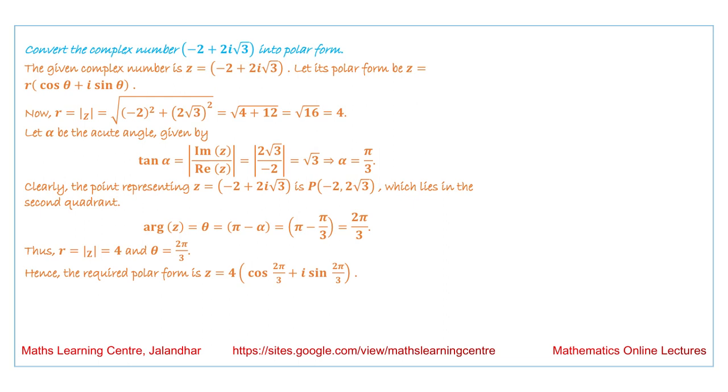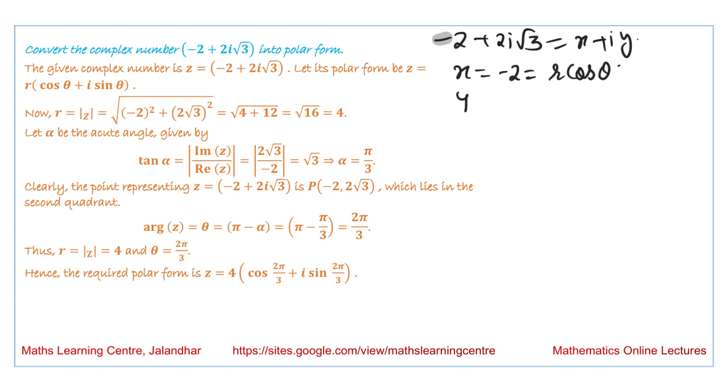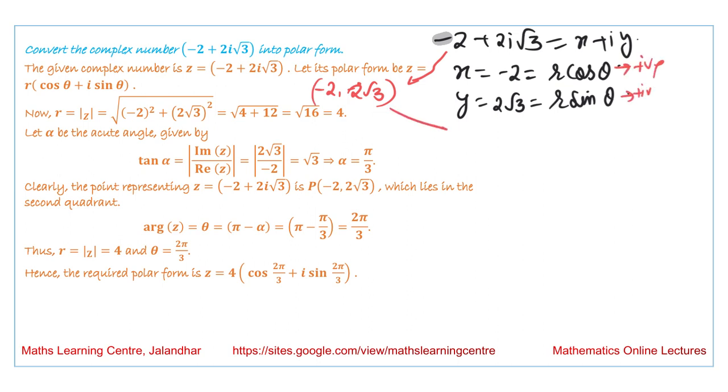Next, this number is given and we have to convert it into the polar form. So it is minus 2 plus 2 iota root 3, and we substitute it as x plus iota y. So we get x equal to minus 2, that is r cos theta, and y equal to 2 root 3, that is r sin theta. This number corresponds to minus 2 comma 2 root 3. Cos is negative and sin is positive. It means this number lies in the second quadrant.